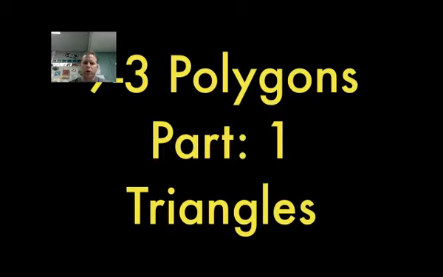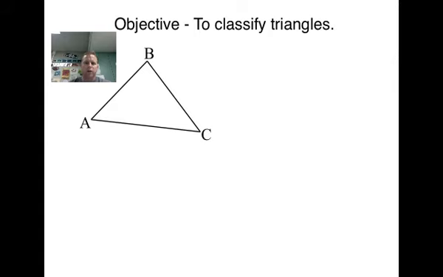9-3 Polygons, Part 1, Triangles. Alright, today's objective is to classify triangles based on their angles and their sides.